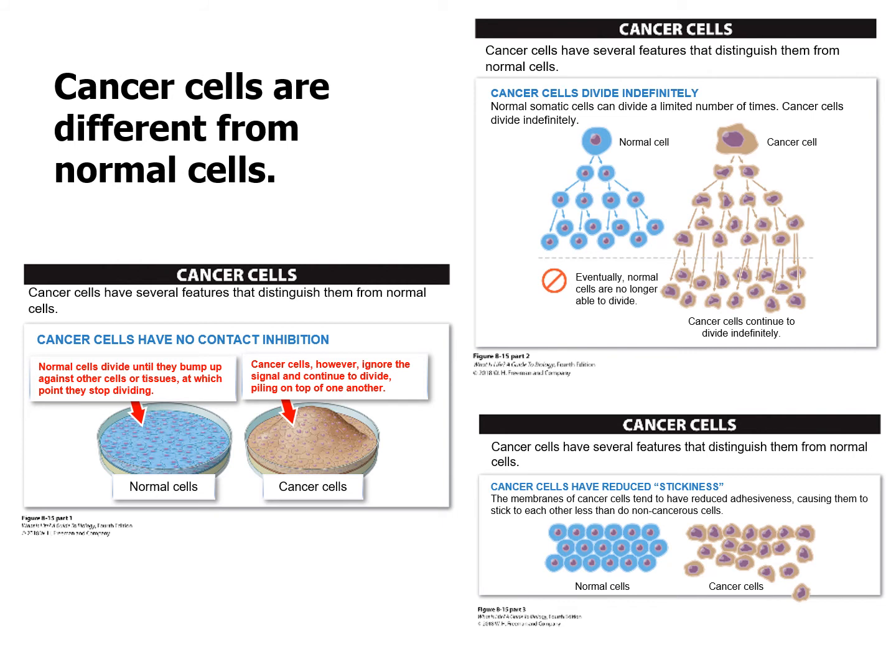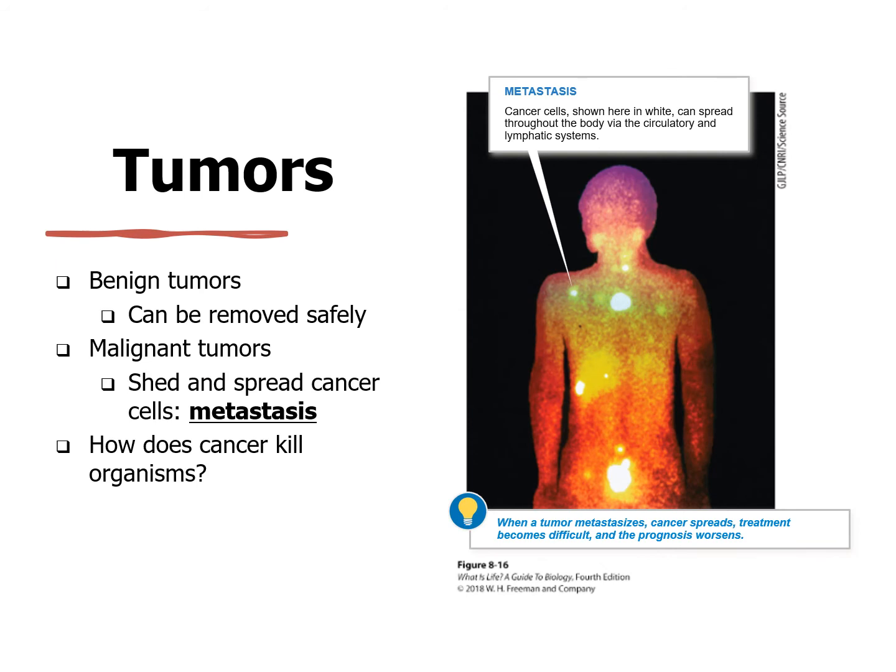The second is that cancer cells will divide indefinitely. While normal cells will reach a certain limit, stop dividing and go through cell death, cancer cells do not have that limit. They will divide and divide and divide for infinity if they can. And then last, cancer cells have reduced stickiness. While normal cells like to stick together, they're buddies, cancer cells are able to break off from each other, and this can lead to something called metastasizing.